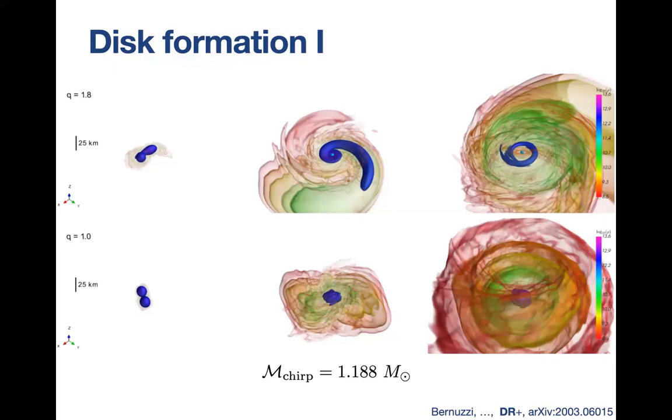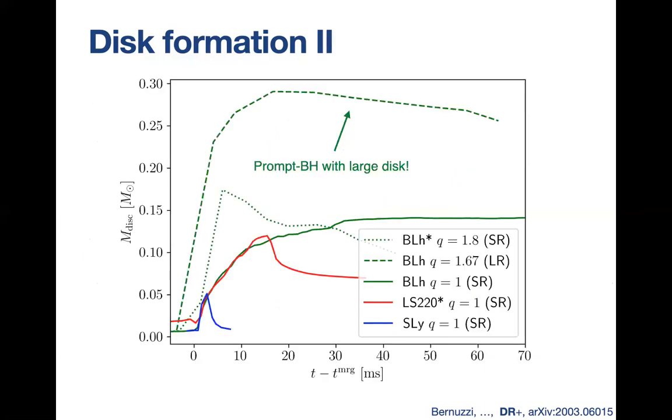On the contrary, if the mass ratio is large, we see that the secondary star is steadily disrupted prior to merger. So there is material that is ejected into space, some of it is unbound, some of it falls back and forms an accretion disk, even if prompt black hole formation occurs. So these two types of events have very different consequences for electromagnetic counterparts. This is illustrated once again in this figure. This is a bit more quantitative.